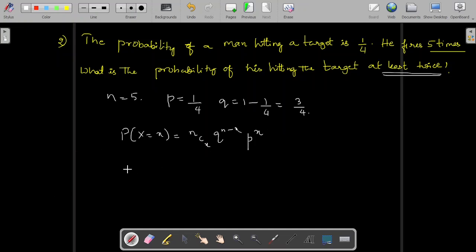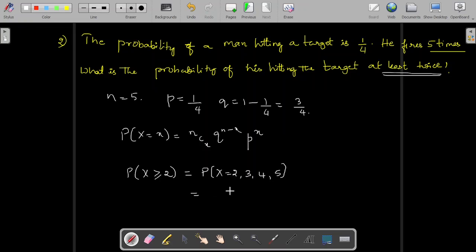Now here, the probability of hitting the target at least twice means minimum twice or maybe more than twice. So that is the meaning of at least, greater than or equal to 2. So this is nothing but probability of x equal to 2, 3, 4, 5. Maximum is 5 because he fires 5 times.